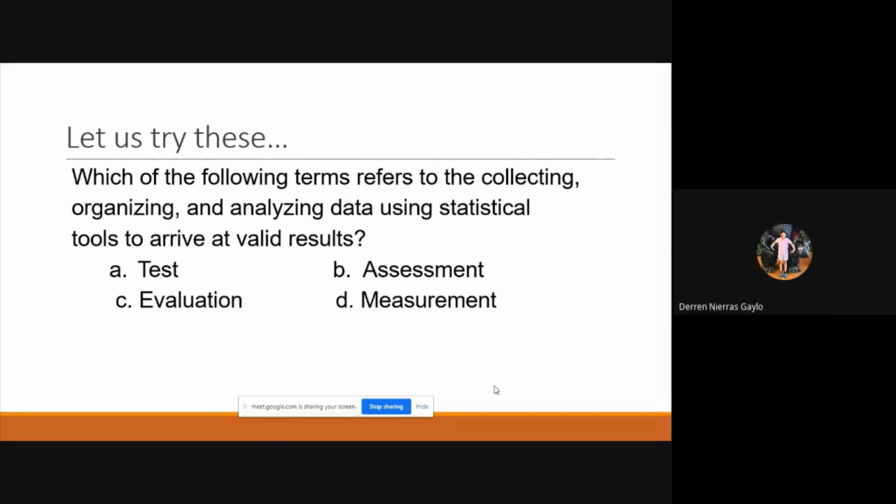When you say measuring, you are giving a score, like you will be giving 9 over 10, right? For here, the correct answer is assessment. Okay, so assessment is collecting, organizing, and analyzing data.